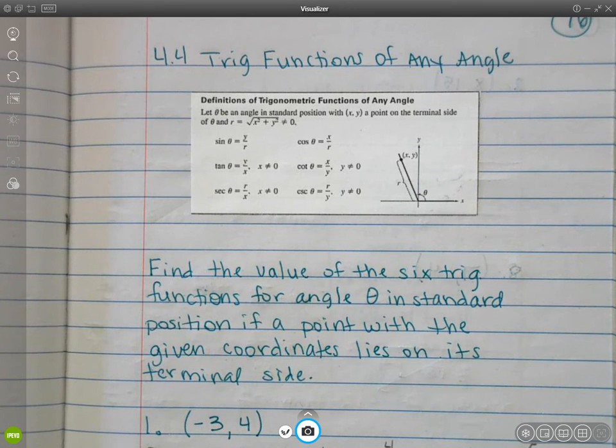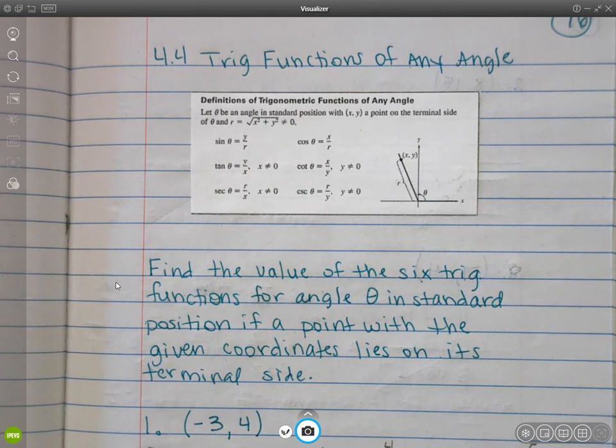Okay, so today we're going to start section 4.4, which is on trig functions of any angle. So no longer do we have to be in the unit circle. They give you these definitions, and honestly it just boils down to SOHCAHTOA again. I don't know why they try to make it more difficult than it needs to be.